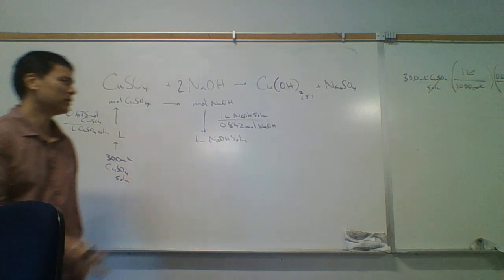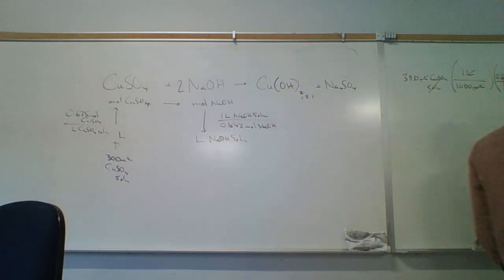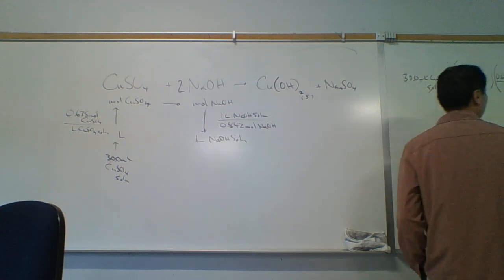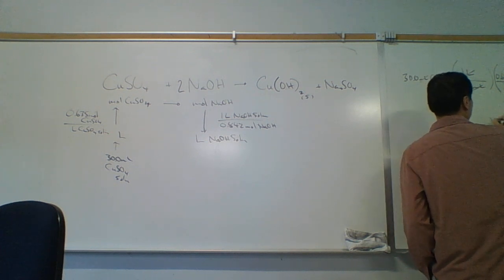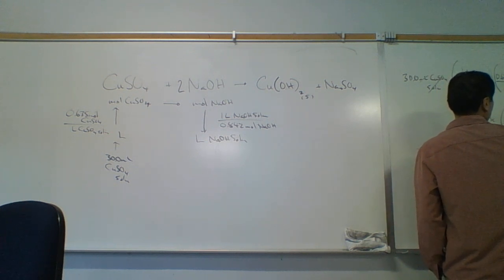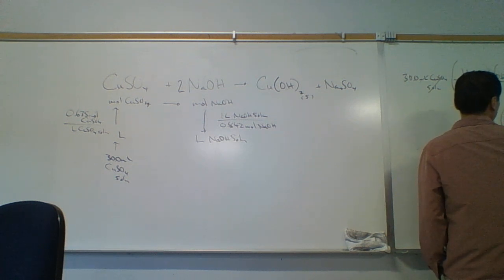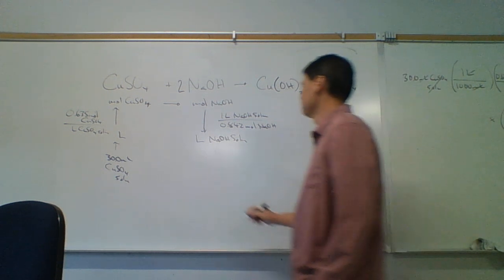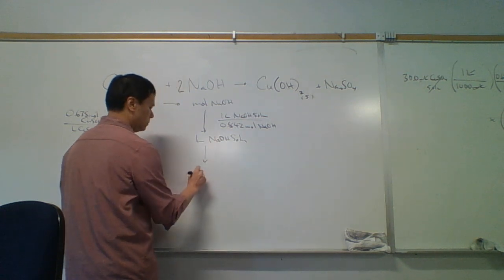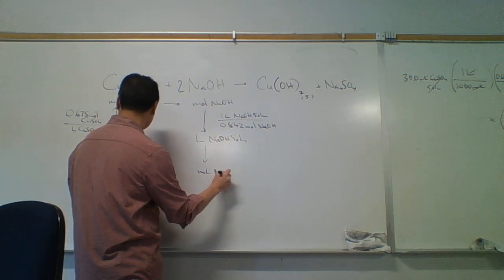So that's just from the molarity. I just flipped it over. So for every liter of sodium hydroxide solution, I have 0.842 moles of pure sodium hydroxide. So the moles of pure sodium hydroxide cancel, and that leaves me with liters of sodium hydroxide solution. But we don't want liters, we want milliliters. So let's do one more conversion, 1,000 milliliters per liter. So we'll go down to milliliters of sodium hydroxide solution.